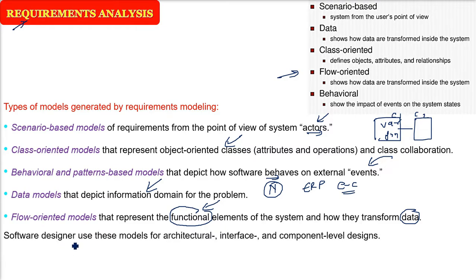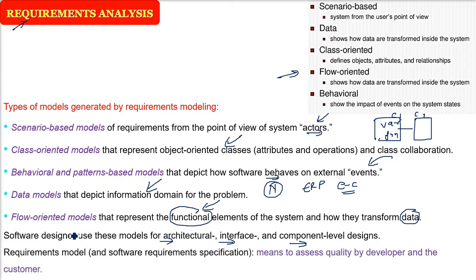So on the basis of this requirement modeling, this software designer, that is the person who is going to design the software, will use these models, all of them or a few of them, for the design purpose. For example, architectural, interfacing, component-level designs. This will be done on the basis of, or with the help from, all these requirement models.